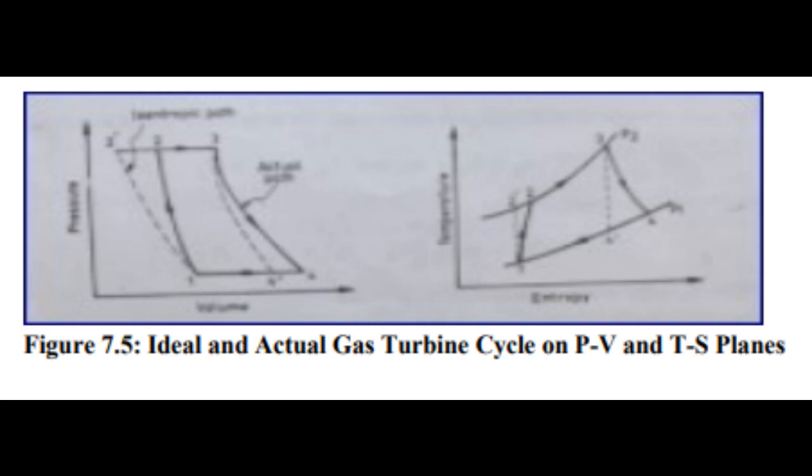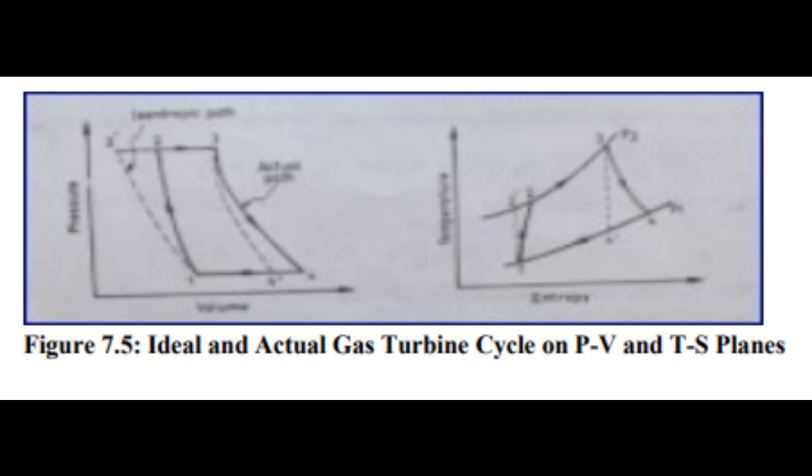The actual processes of compression and expansion are not isentropic, and the temperatures of air or gas at the end of compression and at the end of expansion are higher than those in the case of an ideal cycle. The representation on pressure-volume and temperature-entropy planes is shown in figure 7.5.